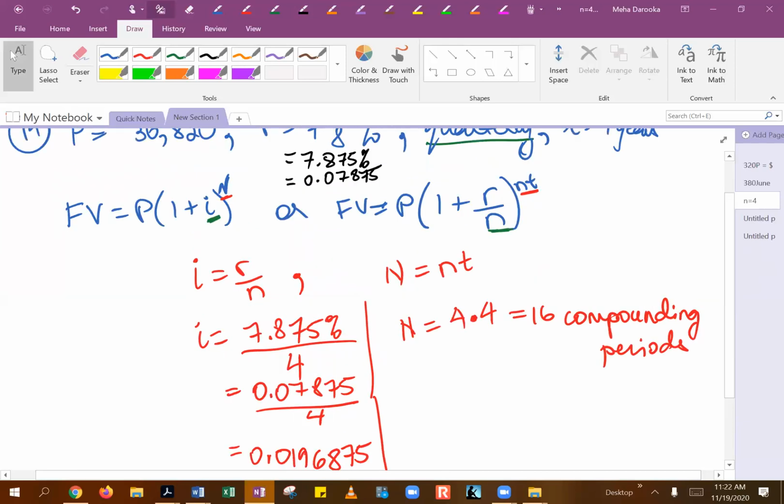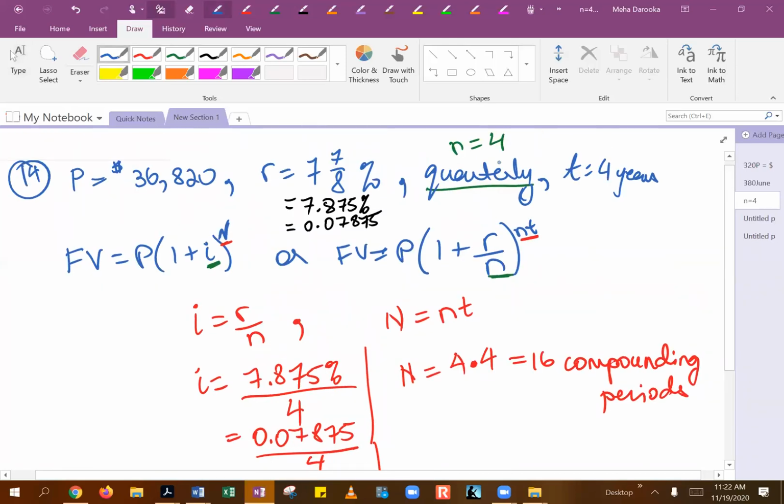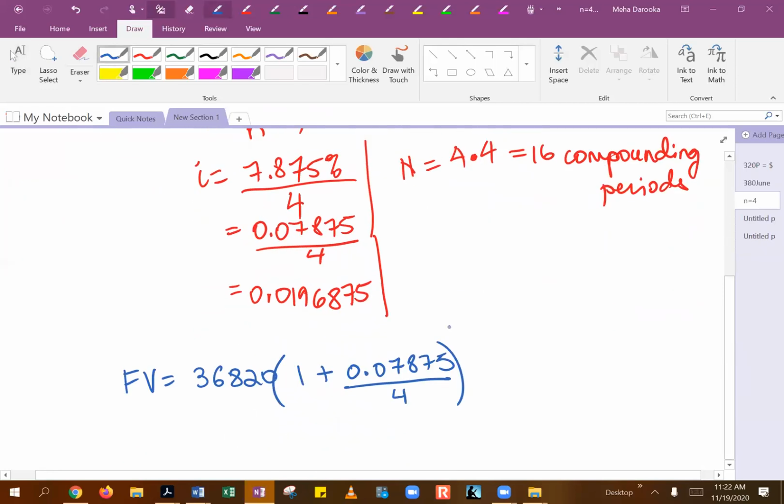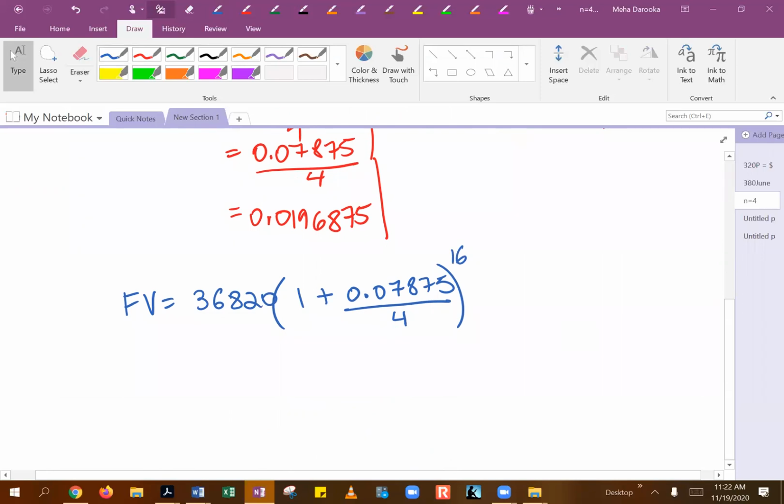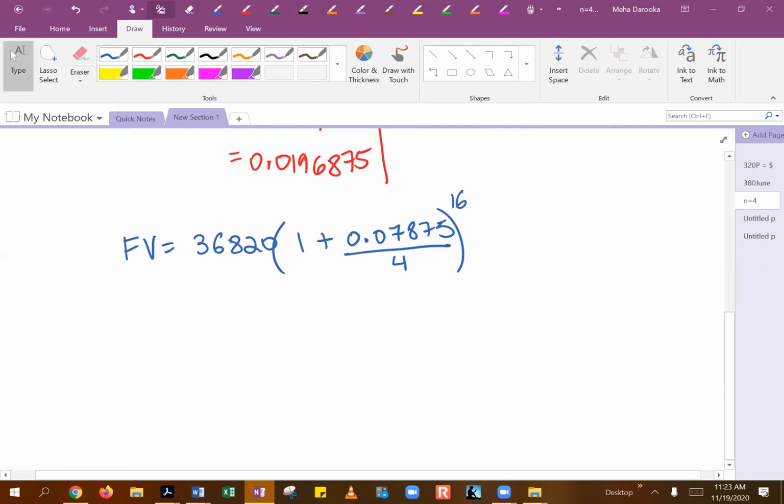the capital N over here, or if you just want to do 4 quarters multiplied by 4 years, you can definitely do 4 times 4 over here, or like I said, you can do 16. But for that i value, I would leave it as a fraction. So when you type this into your calculator, you don't have to worry about all those decimals that you get from that 0.0196875.